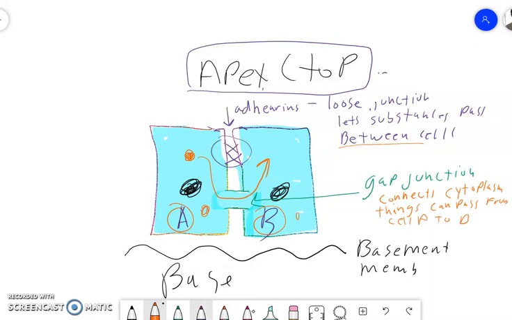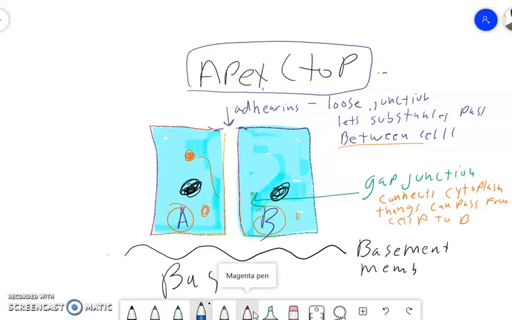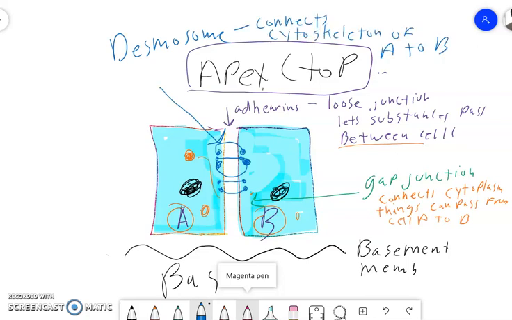The last two junctions were desmosomes and hemidesmosomes. A desmosome connects the inside of cell B to the inside of cell A. It's actually connecting the cytoplasm and the plasma membrane to each other. So it's this bolt-like junction. It's connecting the cytoplasm, I mean cytoskeleton. It's connecting the cytoskeleton. So it connects the cytoskeleton of A to B.